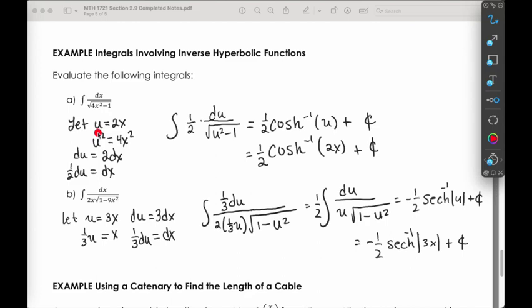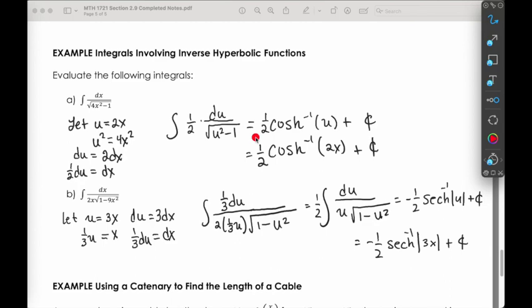So I'm going to let u be equal to 2x. That way when I square the u, I get 4x squared. So I'm going to replace this 4x squared with u squared. Now when I take the derivative of u, I get 2 dx. And I want to replace that dx, so I'm going to isolate the dx, and I get 1/2 du. So this is where the 1/2 is coming from. I replace dx with 1/2 du. Then underneath I have the square root of u squared minus 1.